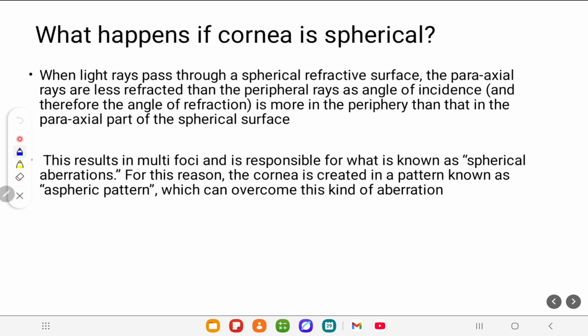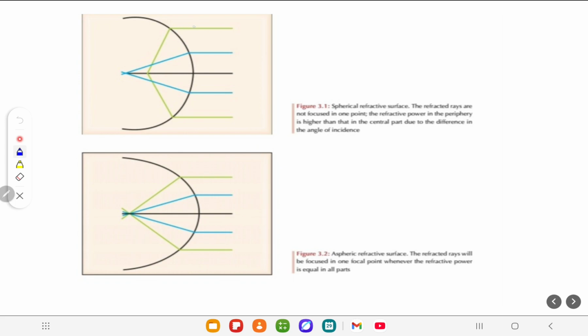Okay. What happens if the cornea is spherical? I have already told you. When a light ray passes through a spherical refractive surface, paraxial rays are less refracted than the peripheral rays. Definitely, peripheral rays refract more because of the angle of refraction. And then what happens? It's basically spherical aberration, isn't it? That's all I'm talking about. So the peripheral rays bend there. I have already discussed it in spherical aberration in optics. Just go there and you can read.